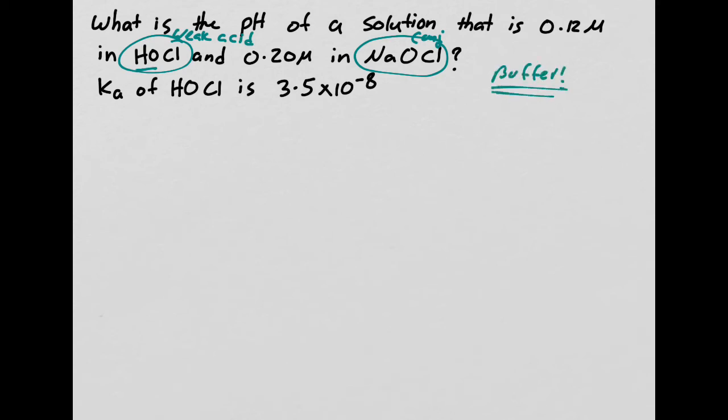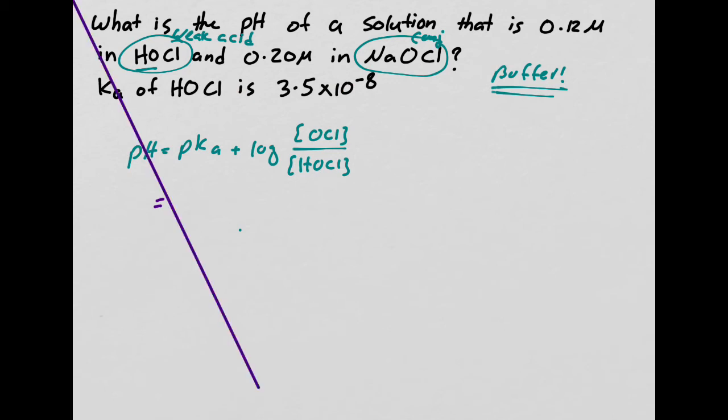For the buffer problem, I'm going to use the Henderson-Hasselbalch equation. It's the easiest one. pH equals pKa plus log of the concentration of the conjugate base on top over the acid. So pH equals pKa. How do you figure out the pKa? Minus log of Ka gives me the pKa. If you do that, you get 7.45.